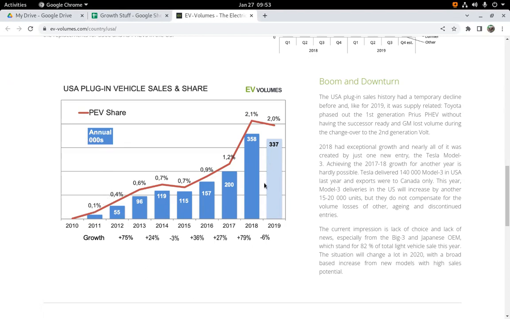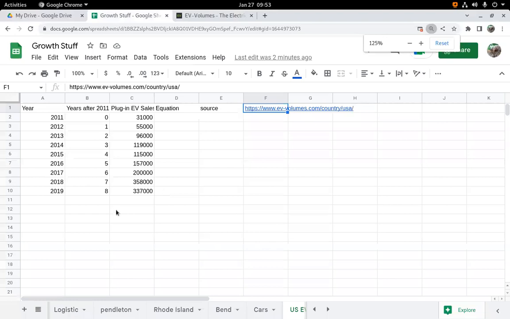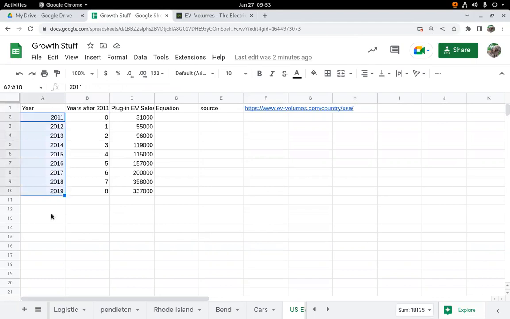So I recopied those numbers into a spreadsheet. And I'm going to do a couple different versions. I'm going to guess it's exponential first. Let's just look at the graph. I made an extra column here. For our models, it's best to have a year 0. So I'm going to say years after 2011.